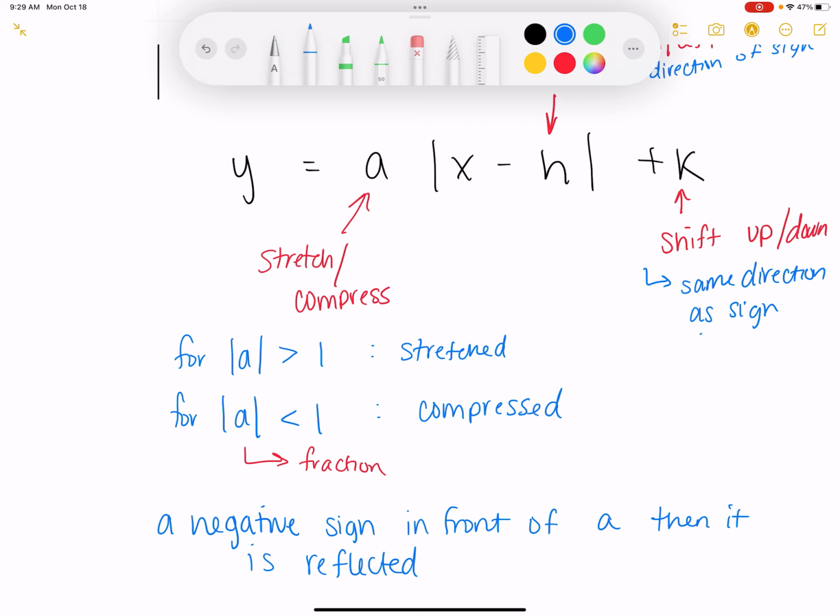So when you're given a problem, it'll ask you how it's being transformed, like I'm changing the direction, so it'll be like, tell me how this is being transformed. So you're going to tell me if it's reflected. If you see a negative sign, it's reflected. You're going to tell me if it's stretched or compressed. And then you're going to tell me left, right, up, and down. Okay?